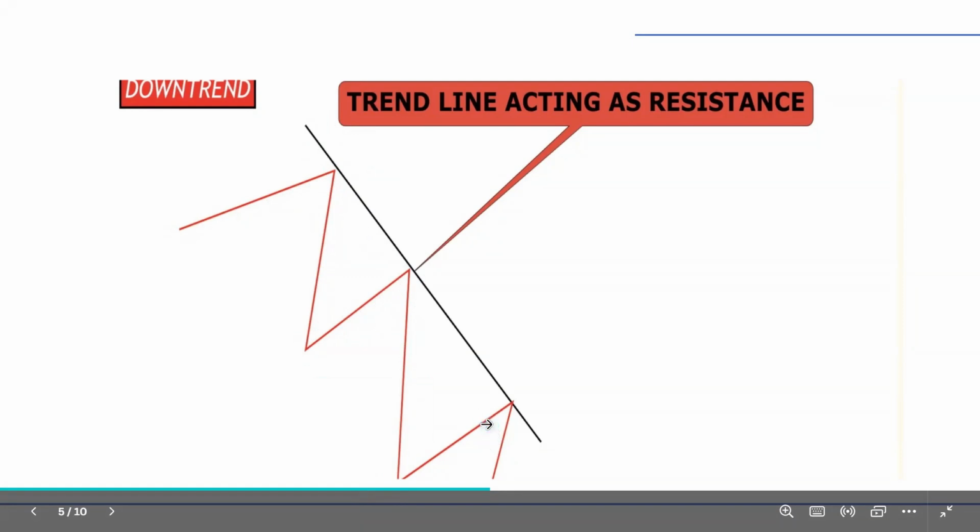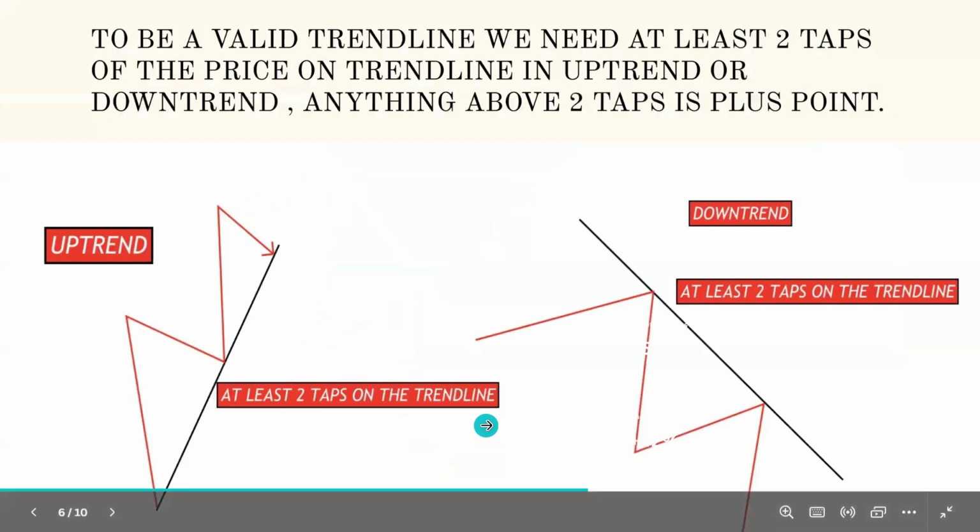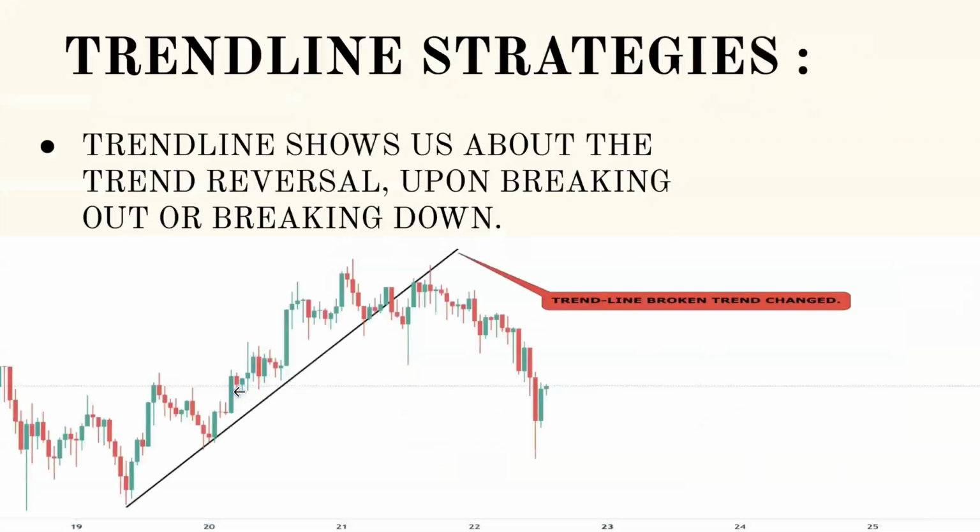Basically, if two taps are hit, then the third is near 100% confirmation that the line acts as resistance. To be a valid trend line, it needs at least two taps of the price on an uptrend or downtrend. Anything above two taps is a plus, as I also mentioned in my previous video. Now I will show you the strategies upon trend reversal and upon breaking out or breaking down.